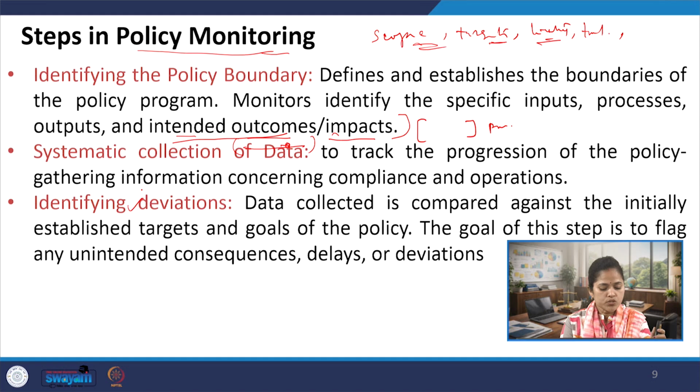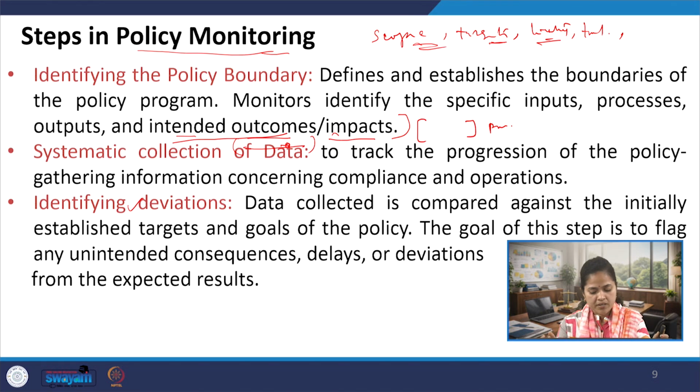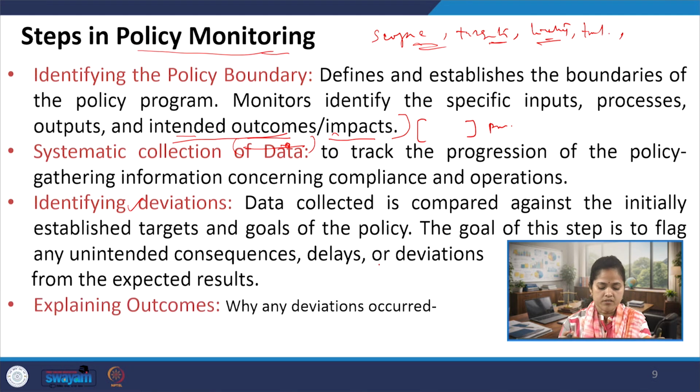Okay. And those deviations and gaps should be flagged, so that the policy monitors would be able to inform the decision makers what kind of deviations, delays or unintended consequences are happening in comparison to the expected results. So, as a result, what will be happening? The policymakers will be taking into account the policy change, as per the information already provided by the policy monitors. Okay.